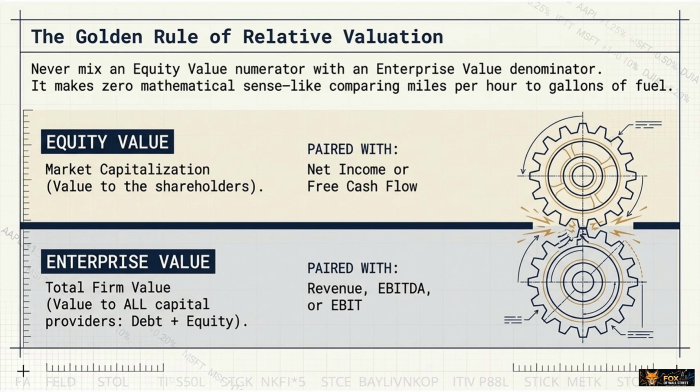That means both debt and equity. So it must be paired with operating metrics like revenue, EBITDA, or EBIT. Mixing these two up is literally like comparing miles per hour to gallons of fuel. It makes zero mathematical sense.